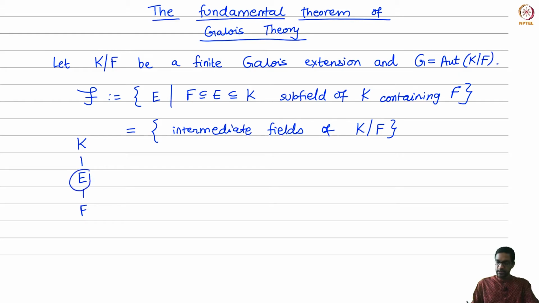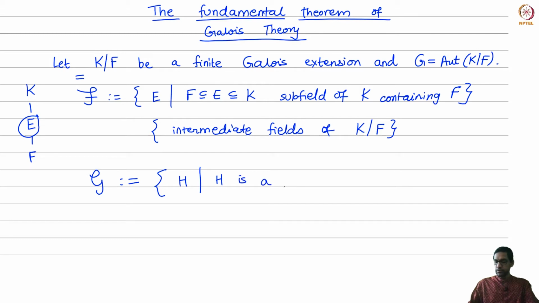So such objects are in script F, and in script G we will put the other kind of object, which is now subgroups. So this is the set of all H such that H is a subgroup of the group G of all automorphisms. Okay, and one has maps between these two sets.